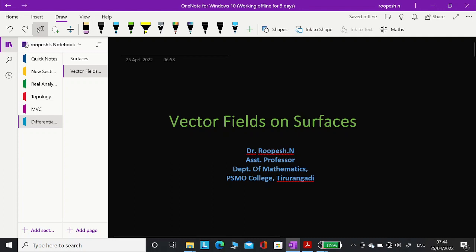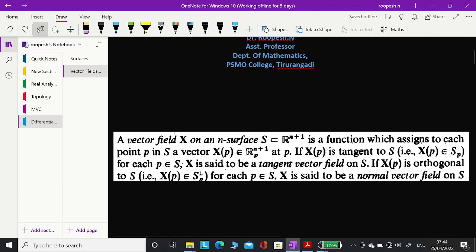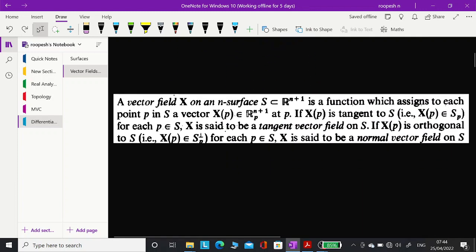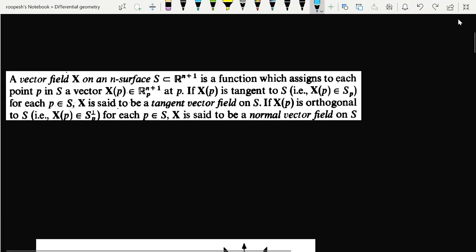Today we are going to deal with vector fields on surfaces. Vector fields we have already seen. Now we are going to study vector fields on surfaces. So before going to that, we will want to have some definitions. So the first definition we want to study is vector fields on an n-surface.